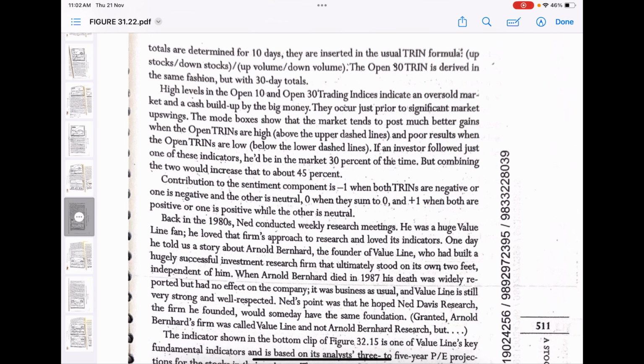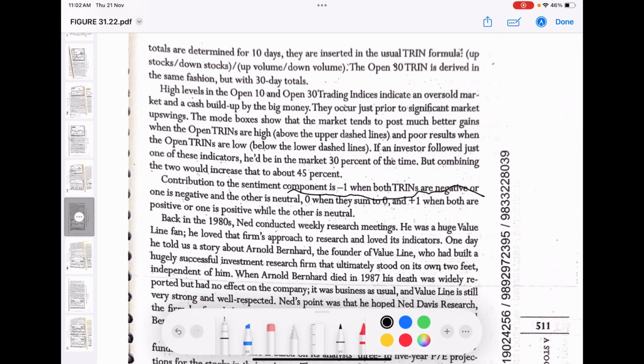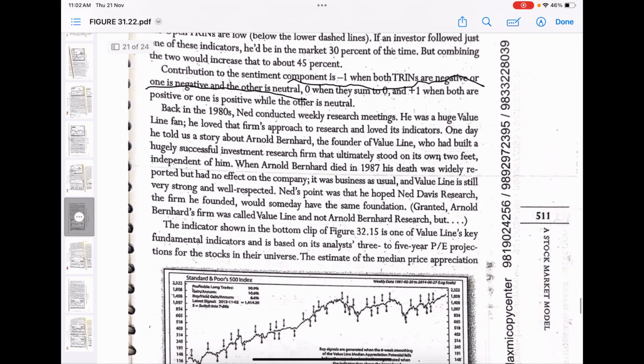The contribution to the sentiment component is -1 when both TRINs are negative, or one is negative and the other is neutral, and 0 when they sum to 0. So when you sum them, if you get 0, in that case you are going to give it a 0. And when both are positive, or when one of them is positive and the other one is neutral, then you give it a score of 1.